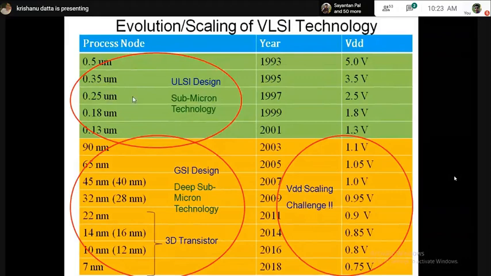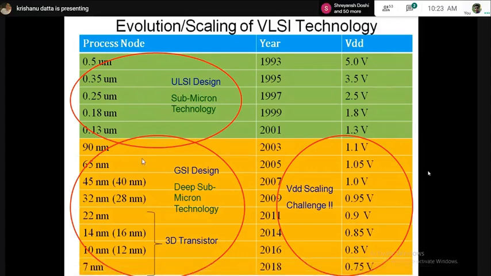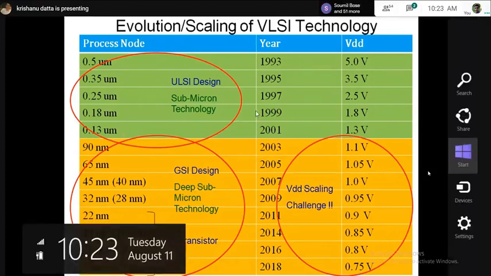This means all the dimensions are reducing with the same ratio, and that is how the transistors are getting smaller and smaller. From the next generation L gate to the previous generation L gate, the ratio is always 0.7. So why is 0.7 so important? If one dimension L scales by 0.7, the other dimension W also scales by 0.7.